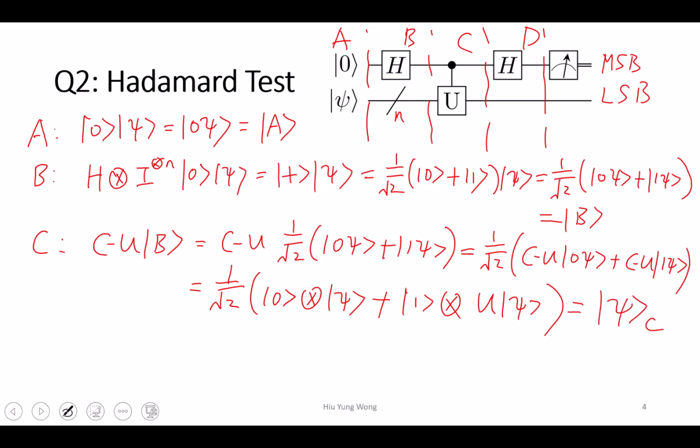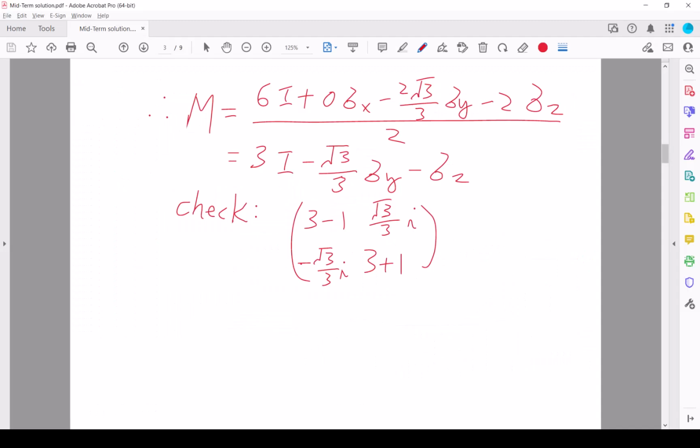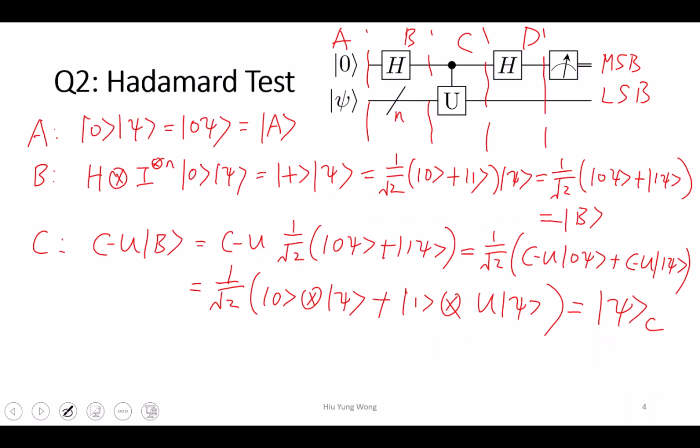Okay, let me just double check, make sure that I did not make any mistake here. Okay, now let's go to the last part, which is D.